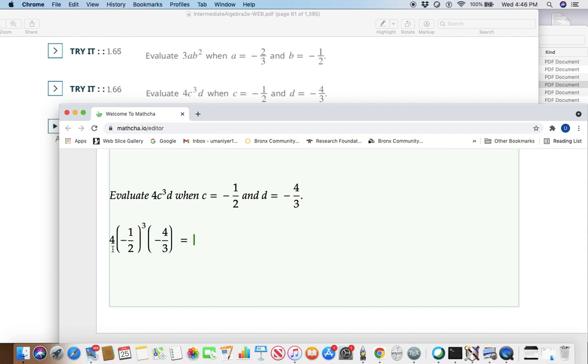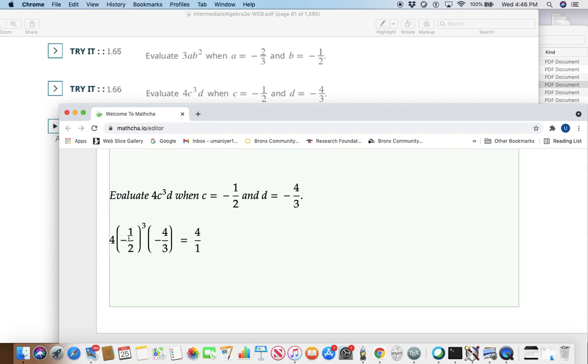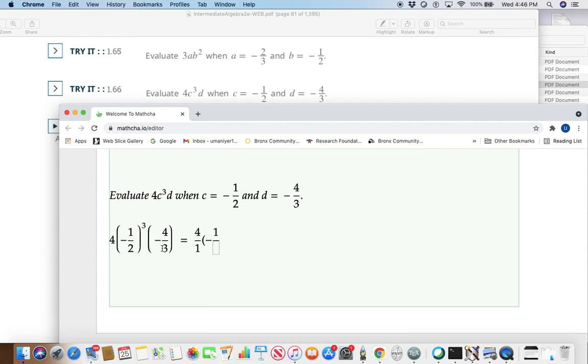At this point, I will rewrite this 4 as a fraction, 4 over 1. This is power 3. Negative times negative times negative is still a negative. 1 to the power 3 is 1. 2 to the power 3, 2 times 2 times 2, is 8. Okay, and this is negative fraction 4 over 3. So notice I still have two negatives. So overall it's a plus.